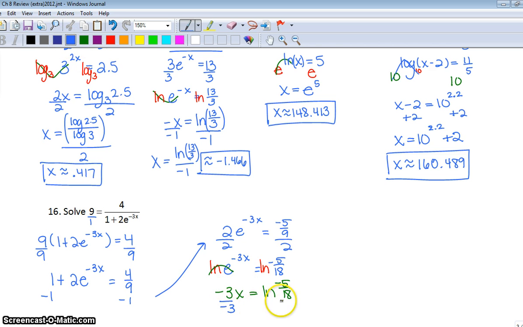Last step, divide by a negative 3. And we get x is equal to the natural log of a negative 5 over 18 divided by a negative 3. And hopefully a red flag went up, and you know that you can't take the natural log of a negative number. You can't take a log of a negative number. So this piece right here is not going to be able to happen. So that's what's going to tell you that you have no solution.